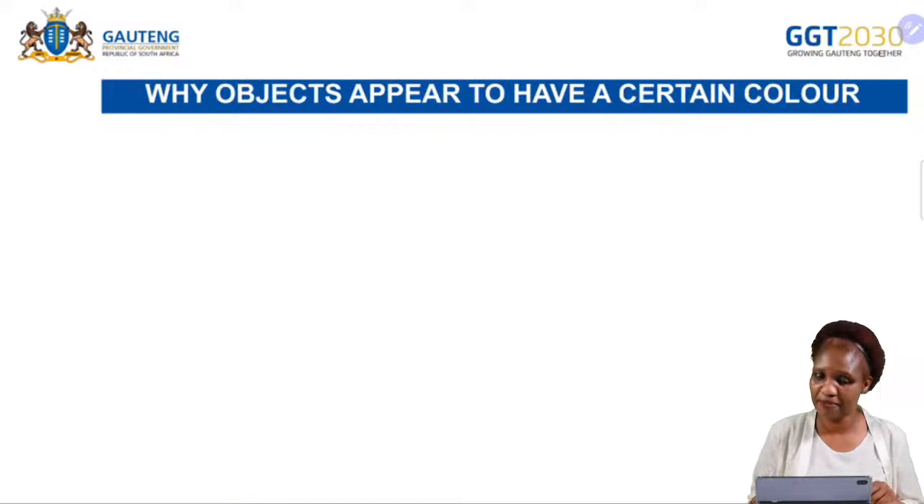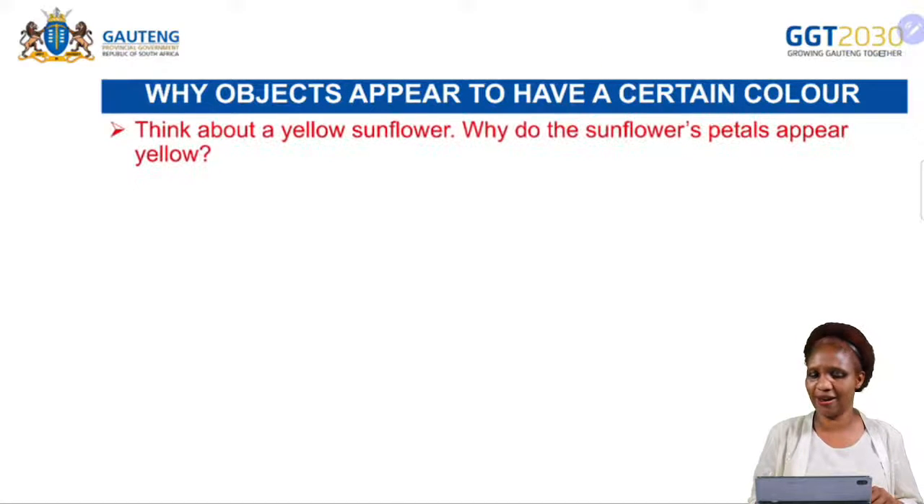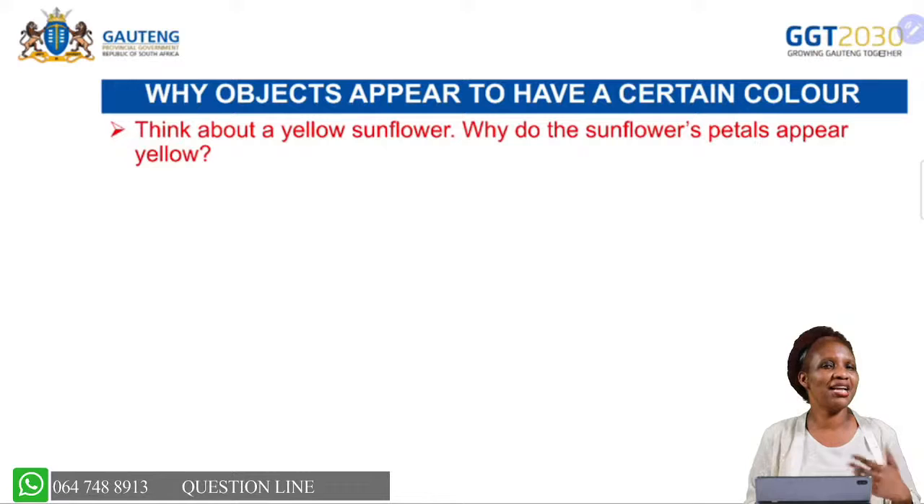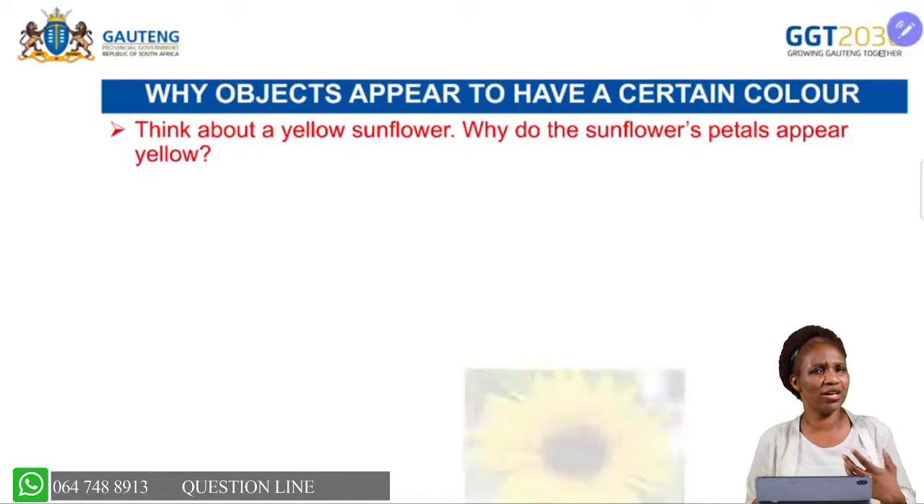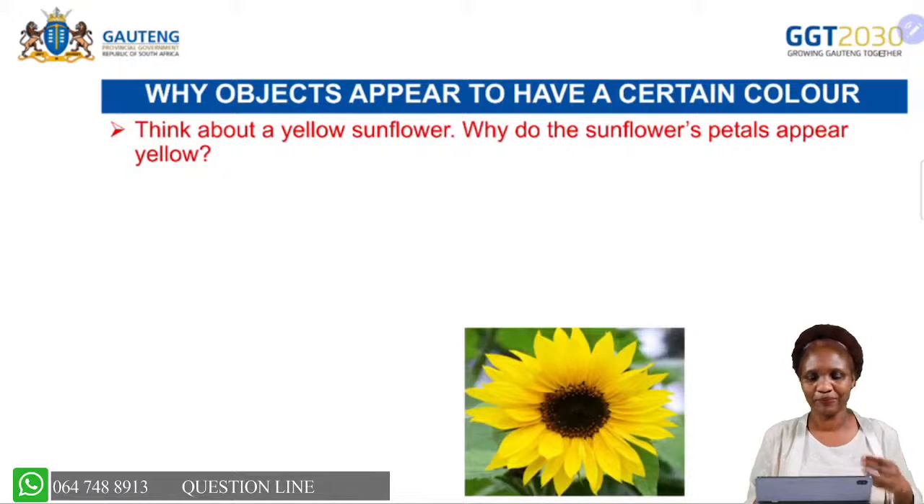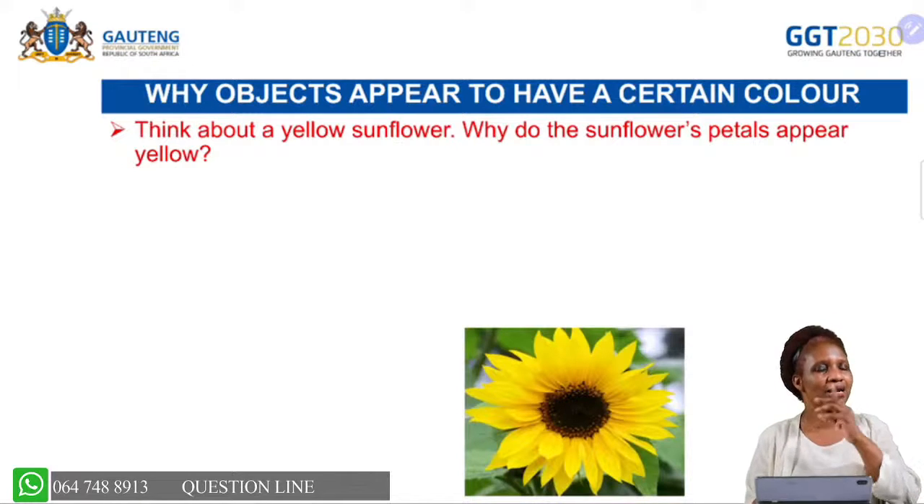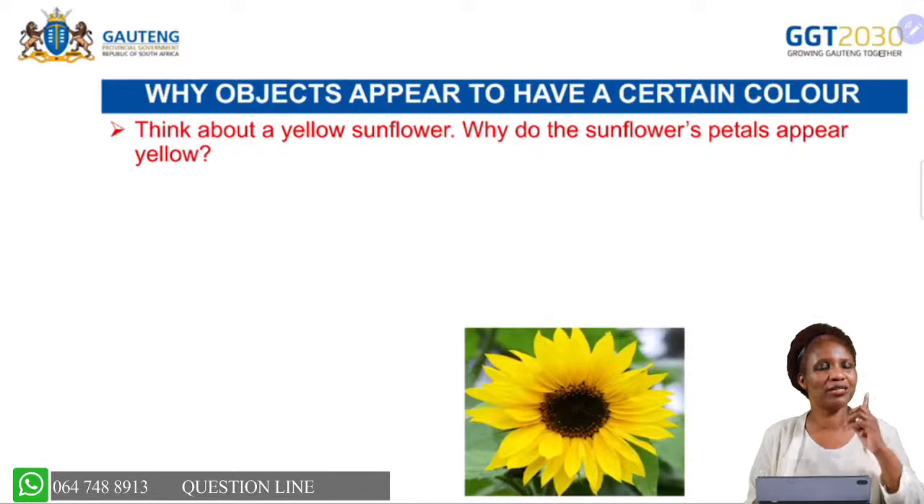Why do objects appear to have a certain color? Think about a sunflower, a yellow sunflower. What happens to a yellow sunflower, grade 8? When white light strikes a yellow sunflower, what would happen? Only yellow will be reflected to our eyes. Remember, we see the color because it has been reflected to our eyes. It enters our eyes. That's why we see color.